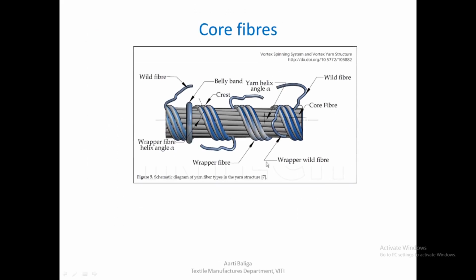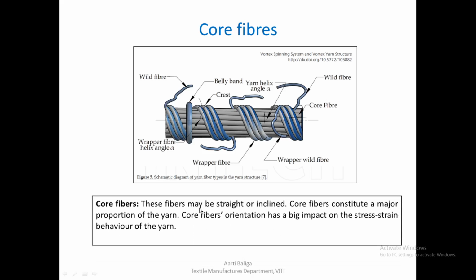So having understood these five types, let us have a more understanding in terms of this image that is shown here. So the core fibers, as we can see, it is marked here. So these are all your core fibers which you can see lying straight. These fibers may be straight or inclined. Core fibers constitute a major proportion of the yarn, as we have seen. Core fiber orientation has a big impact on the stress strain behavior of the yarn.